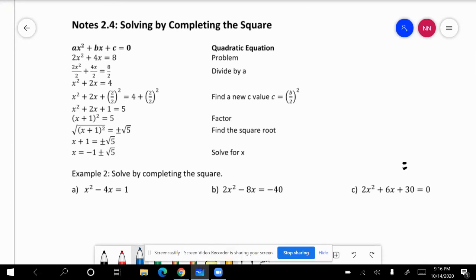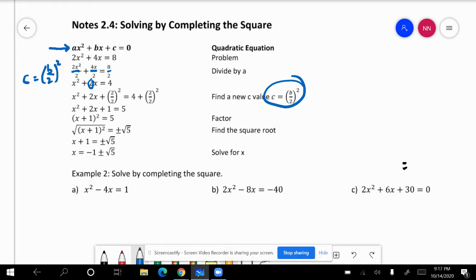We're going to solve quadratics by completing the square. In order to complete the square, we need a square binomial. Our first step in order to get the square binomial is to divide by our a value. Our a value is in front of the x squared, so we're dividing each of our values by 2. Once we divide it by 2, in order to come up with our new c value, what we're going to do is take our b value, divide it by 2, and square it.